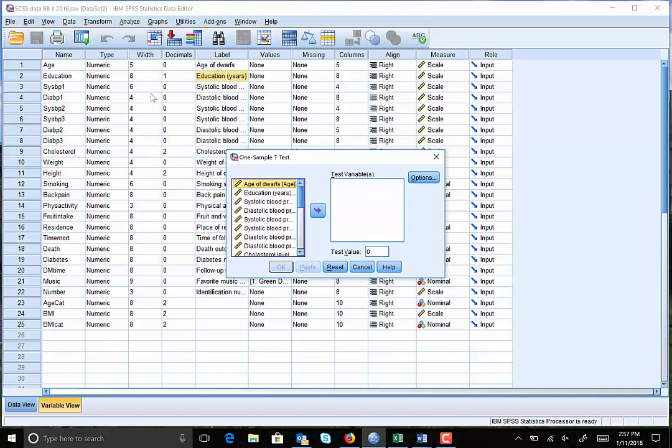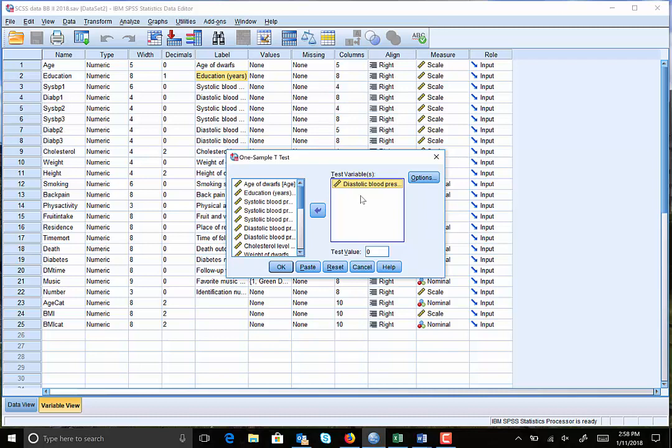As we are interested in diastolic blood pressure for month 1, we select that particular variable, click on it, and move it to the window on the right. You see now we have selected diastolic blood pressure of month 1 as a test variable. The only thing we have to do now is tell the program what's the test value, what's our reference value. We assume that the reference value of MPH students is 95.